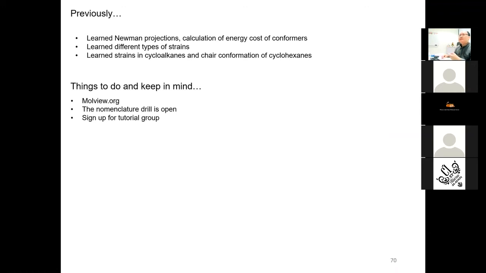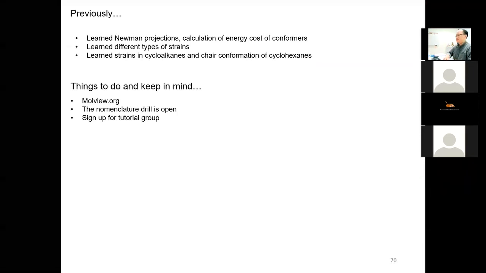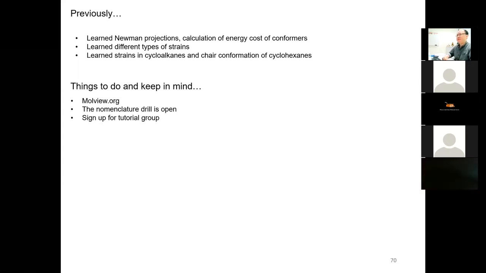So the first thing is that we have completed learning of the Newman projection, and we also showed you how to calculate the energy cost of different conformers using the Newman projection. We also introduced different types of strain, including torsional, angle, and steric strain, and their definitions and applications. Also, we learned the types of strain and how much strain is in cycloalkanes, and we had a slight touch of the conformation of cyclohexanes.